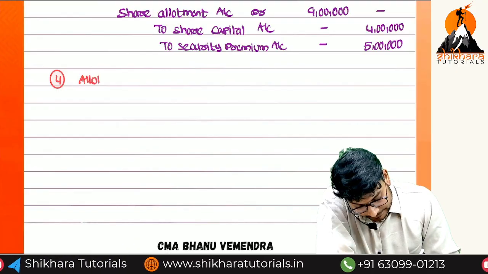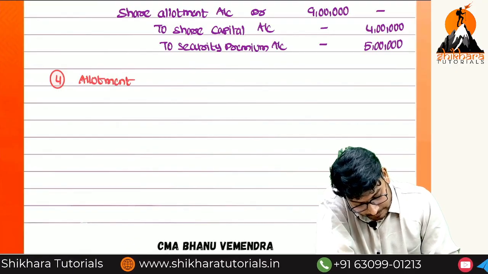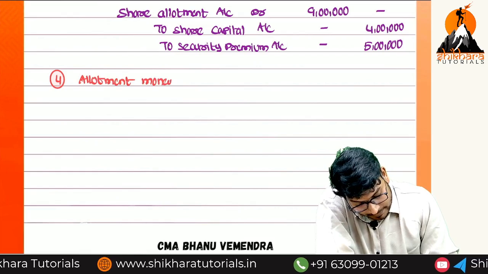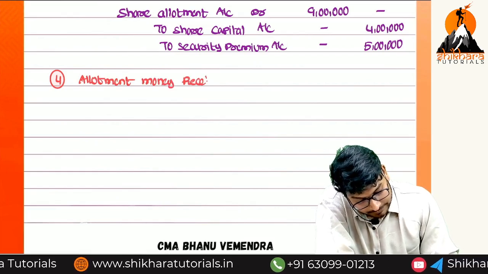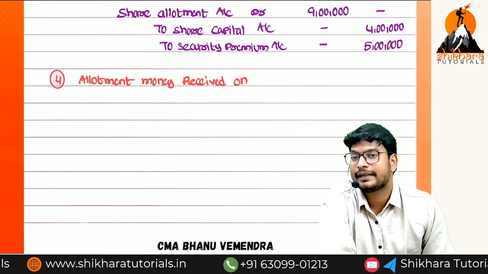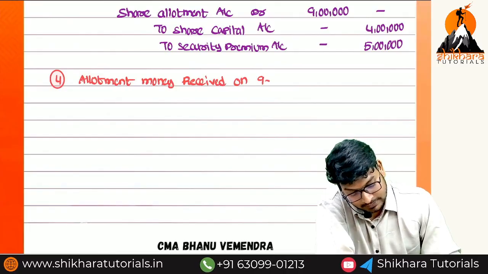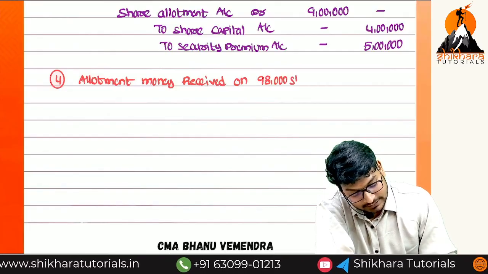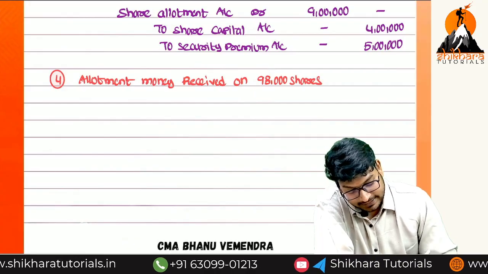Allotment money received on how many shares ma? Out of 1 lakh minus 2000 means 98,000 shares. So please take the calculators.